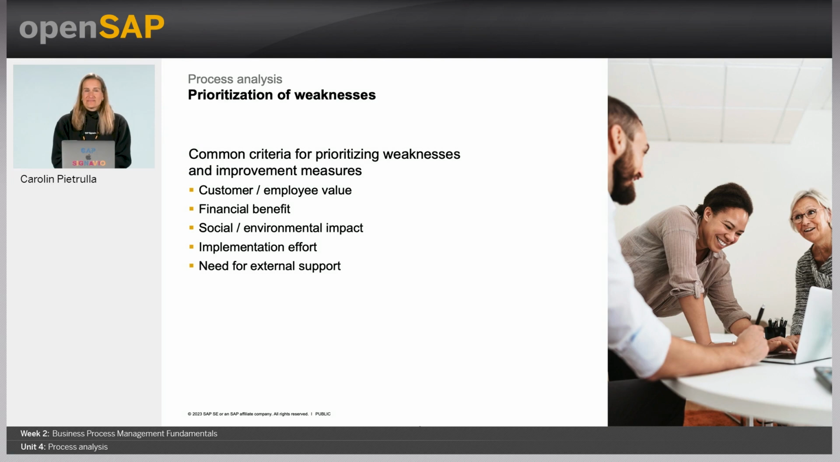Also, taking a look at the implementation effort makes sense. We all know about the famous low-hanging fruit, which might not have the greatest impact, but seems to be feasible with very little effort. And last but not least, I would like to mention that the need for external support is also something that you should consider. Can we implement the change with internal knowledge or resources? Because external resources are more cost-intense, less flexible, and might create a long-term dependency.